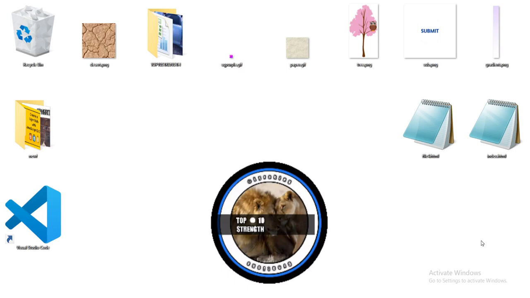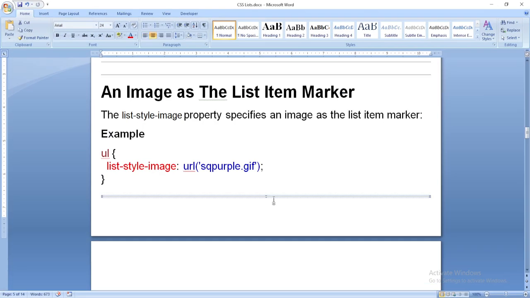Welcome back everyone. Quickly, let's continue our discussion on CSS lists. And right now we'll be discussing how to use an image as the list item marker. The list-style-image property specifies an image as the list item marker. So I've been telling you that you should always note this list item marker because it's very important to us when we are talking about the list.